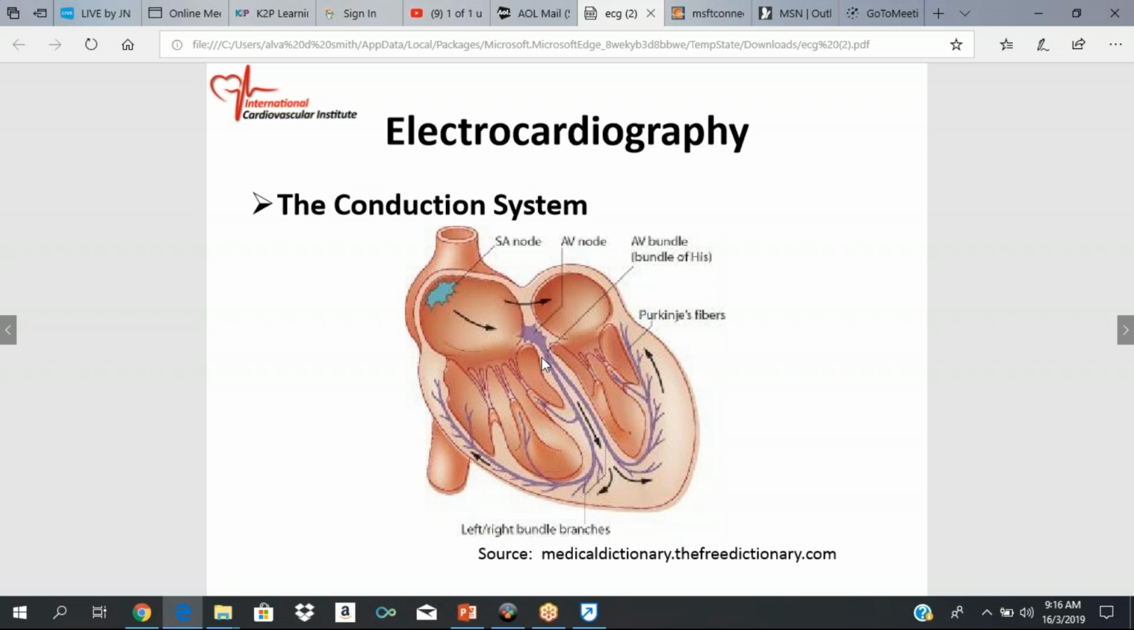And then this is what we call the right bundle branch. So you have a left bundle branch, and then this is the right bundle branch. Okay, the right bundle branch travels down into the muscle, and then it gives off these small wiring which we call Purkinje fibers. So that's the electrical system of the heart, and we call that the conduction system.